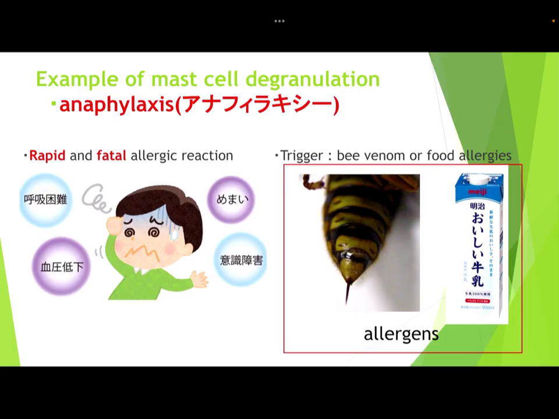For example, this reaction is seen in anaphylaxis. Anaphylaxis is a rapid, severe allergic reaction that occurs throughout the body. This is caused by allergens such as bee venom or food allergies.